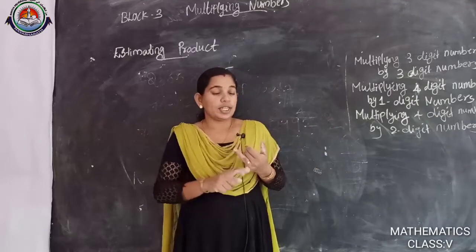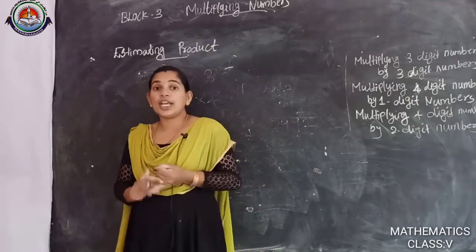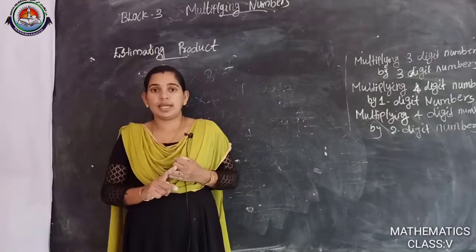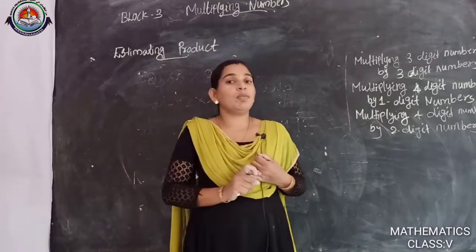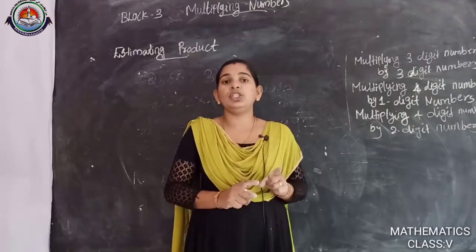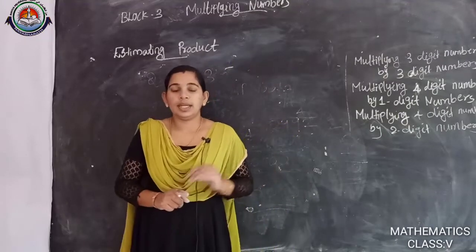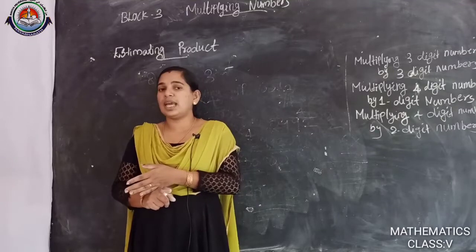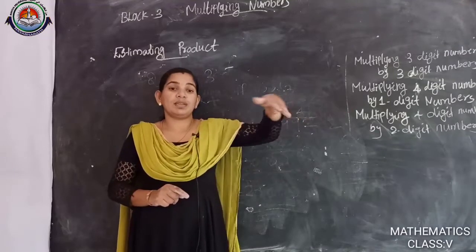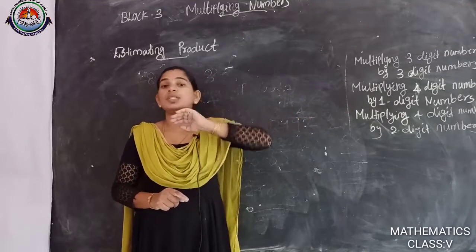Then for rounding of 100, we check the tens place digit. If the tens place digit is 5 or more than 5, we add 1 to the 100 place digit. Then the 1,000 place digit is the same digit. The remaining ones and tens places we put 0.